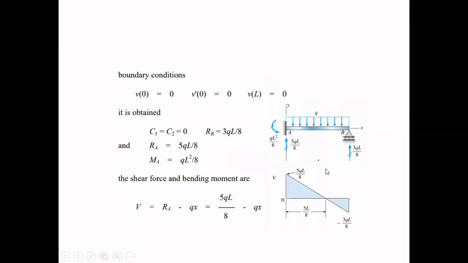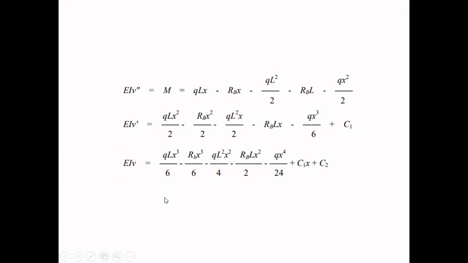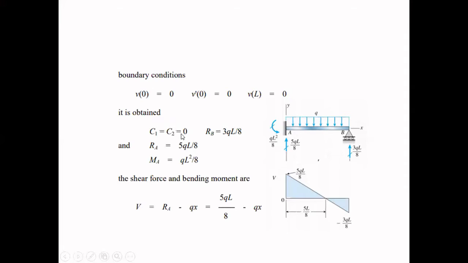Now, if we apply the boundary conditions to the calculated integration equations, the boundary conditions obviously say v(0) is equal to 0, v'(0) is equal to 0, and v(L) is equal to 0. So by applying the boundary conditions to both of the equations, the values of c1 and c2 can be calculated to be 0. Then by putting these values in that equation, the value of Rb comes out to be 3qL by 8, the value of Ra comes out to be 5qL by 8, and the value of Ma comes out to be qL square by 8.